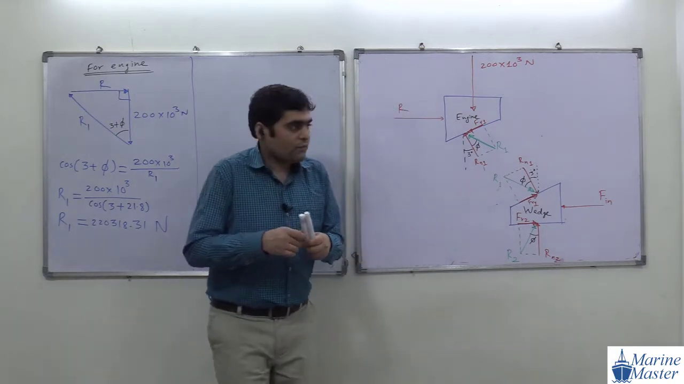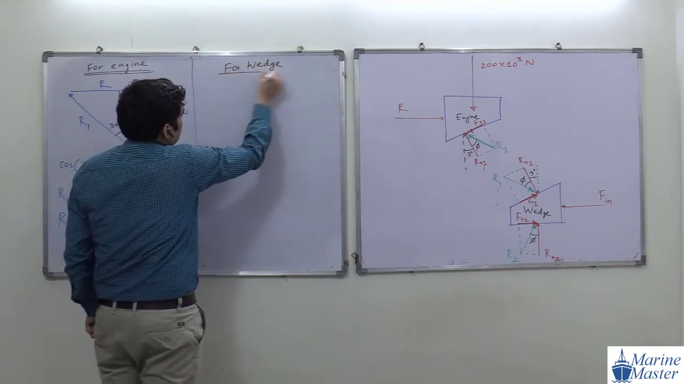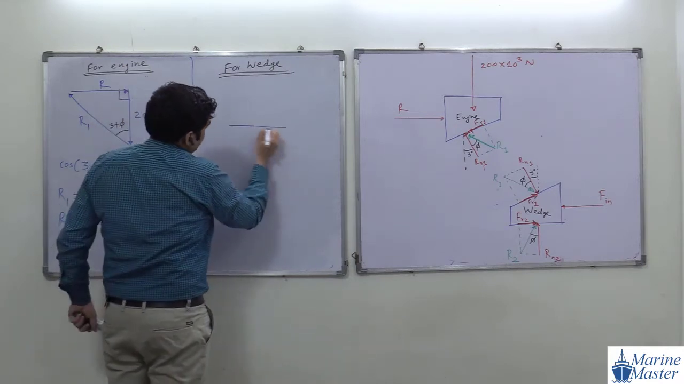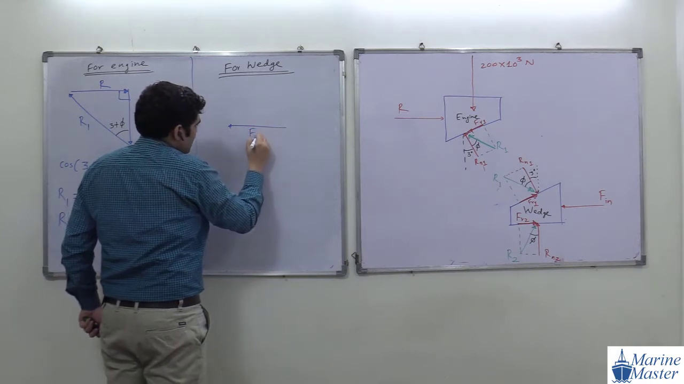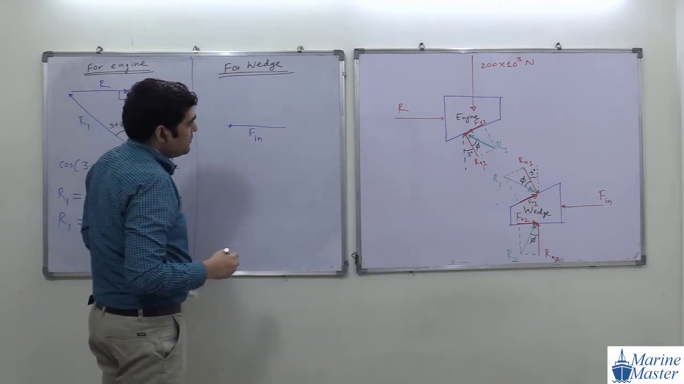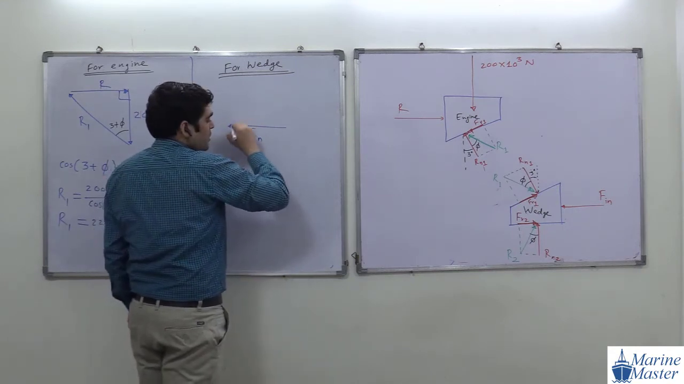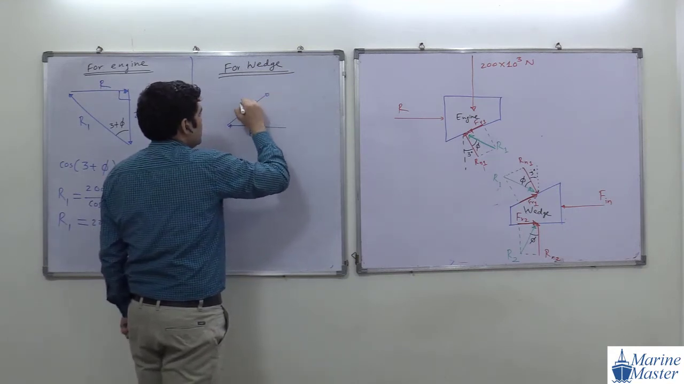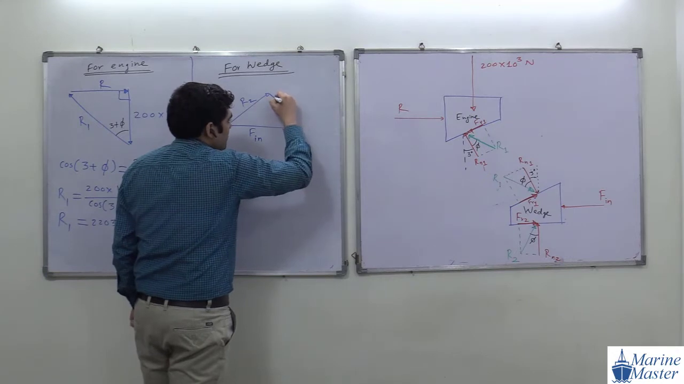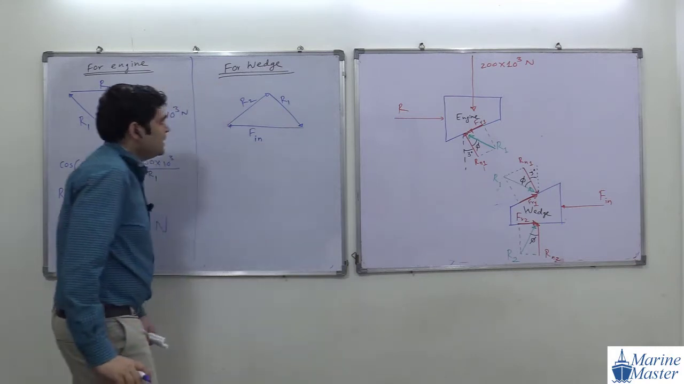So what we are going to do is form a force vector diagram. This is our F in. See the point here, everyone. This will be our force in. Then this side will be R2, and then this will be our R1. Does anyone have any doubt in this discussion?